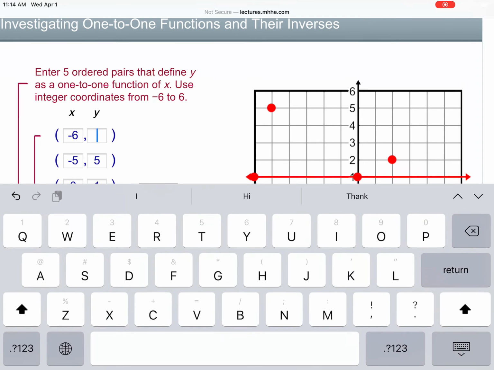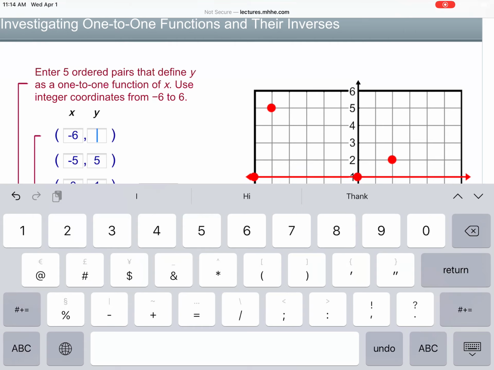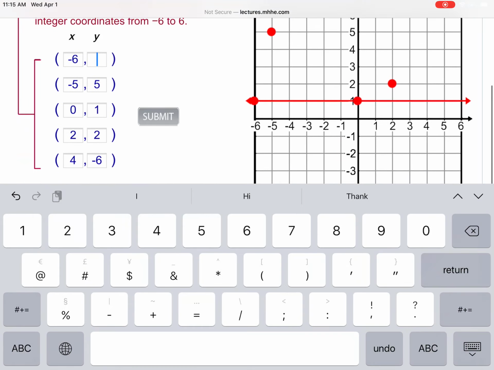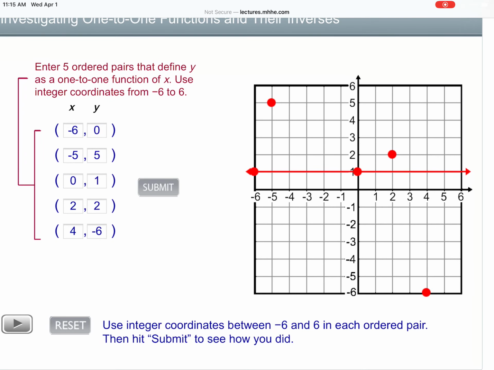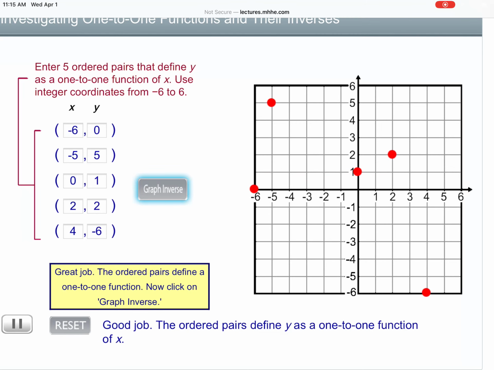So in order for this to pass the horizontal line test, not only do my x's have to be different, but my y's all have to be different. So what was the y value that I did not use so far? Let me use 0. So all the x values are different and all the y values are different.